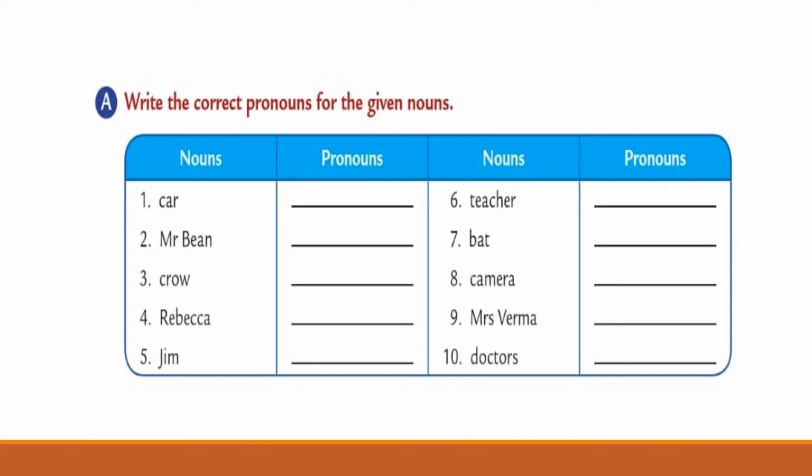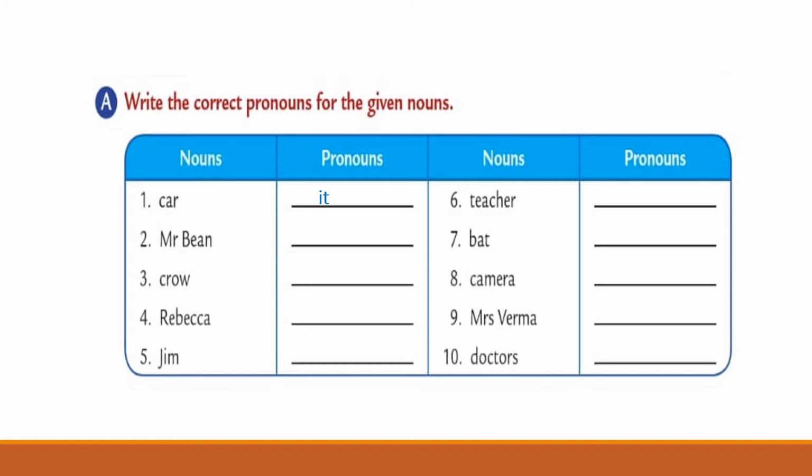First question says, write the correct pronouns for the given nouns. You have been given nouns for which you have to use the correct pronoun like I, we, you, he, she, it, etc. Now first part, car. For car we will use it as it is used for animals and inanimate objects or things.